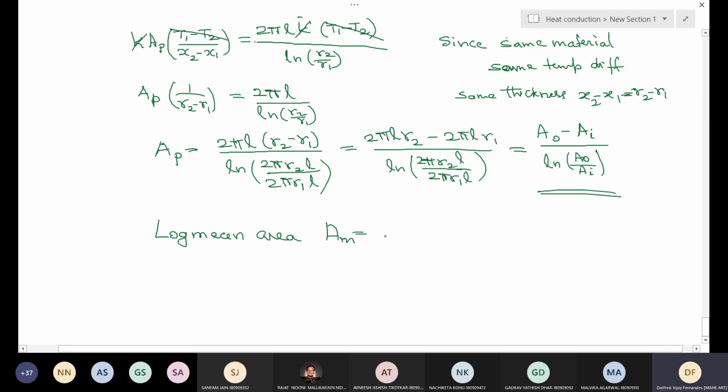The log mean area is the area of the planar wall through which the rate of heat transfer is the same as the cylindrical wall. Then you write that it's of a cylindrical wall of same thickness, same material, maintained under the same temperature difference.